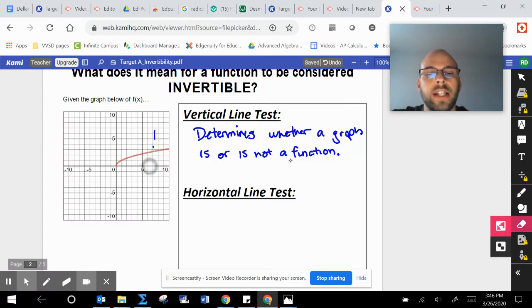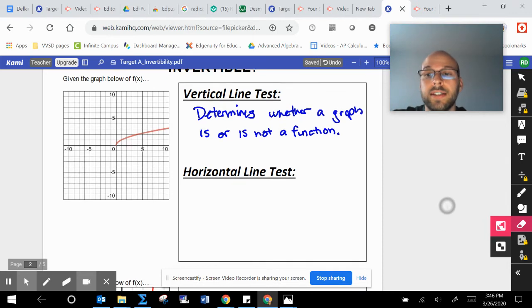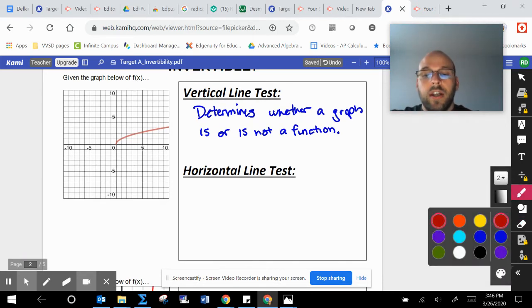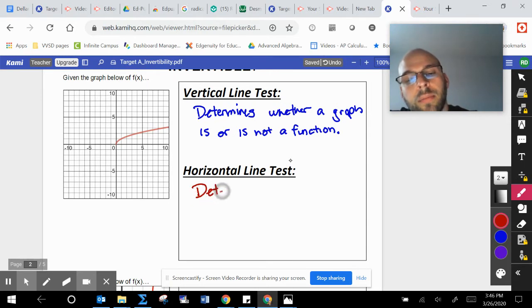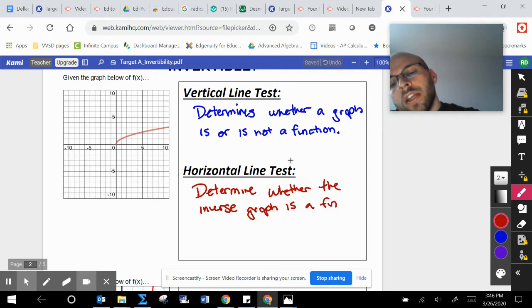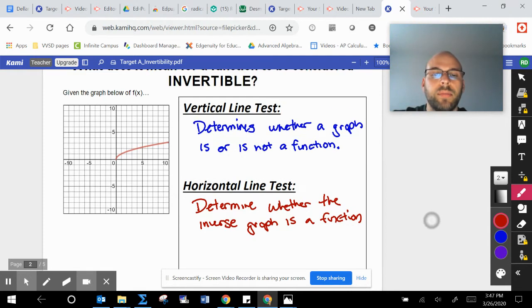All right, so let's get rid of these lines here. So the horizontal line test is going to determine whether the inverse graph is a function, right? Now, both of these tests must pass in order to be called invertible.